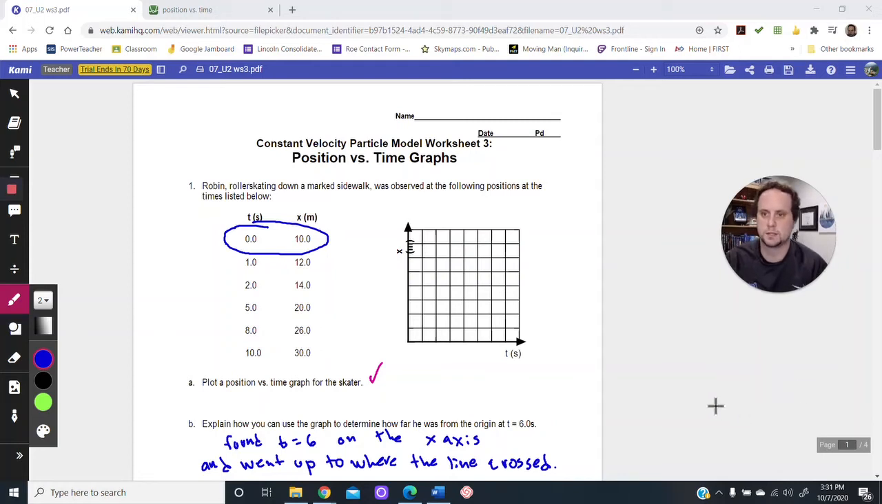What's up, guys? This is homework help here for position versus time graphs. We're going to check this out. I'm going to graph all of these. We're going to go over each one. I'm going to try to make this quick, so feel free to pause and fast forward as you need.